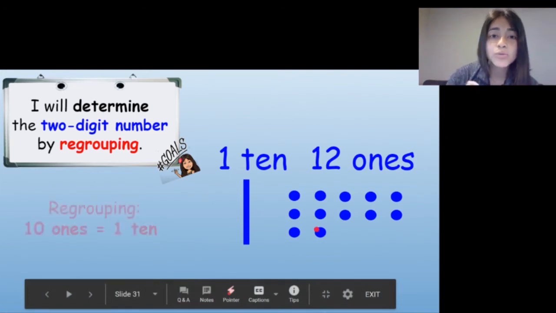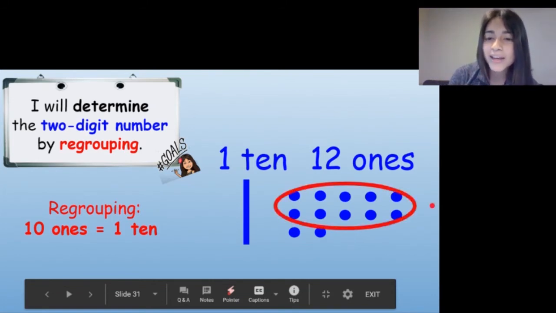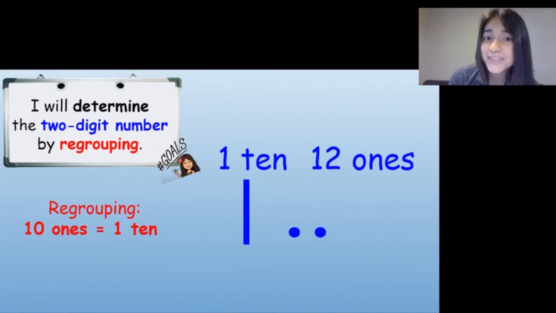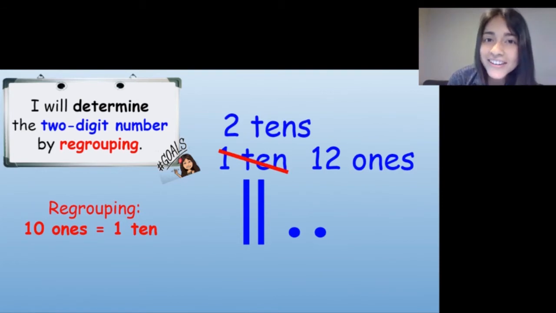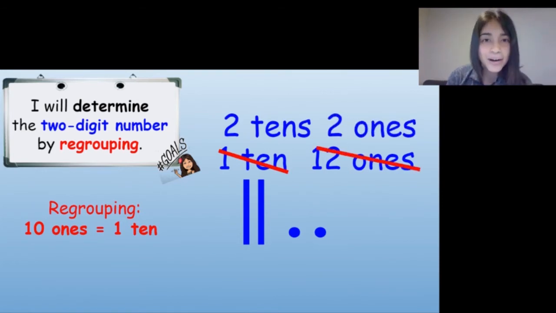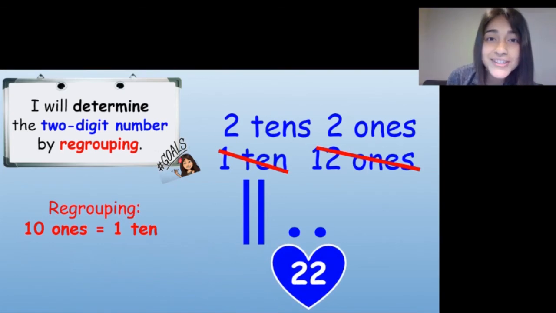And now I'm going to practice regrouping. So that means I'm going to take 10 ones and I'm going to exchange them for 1 ten. So I'm going to take these 10 ones here and I'm going to take them away and I'm going to exchange them for what? Yeah, 1 ten. And now, how many tens do I have? I have 2 tens. And now, how many ones do I have? Yeah, I have 2 ones. And now we have to put that together. What does 2 tens and 2 ones together make? That's it, 22. So we just figured out our first 2-digit number.